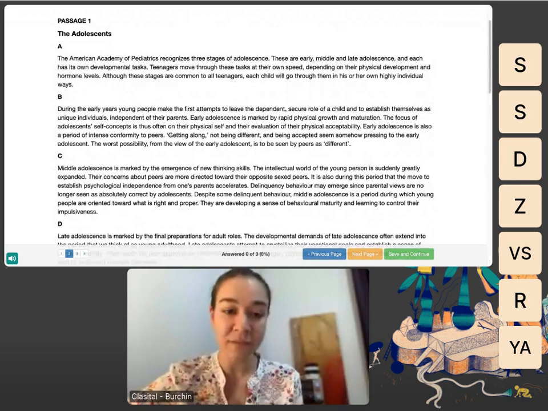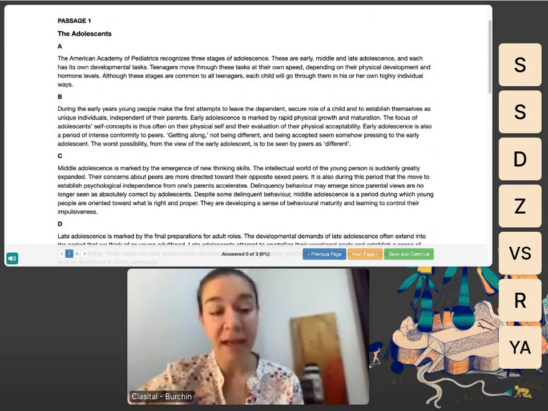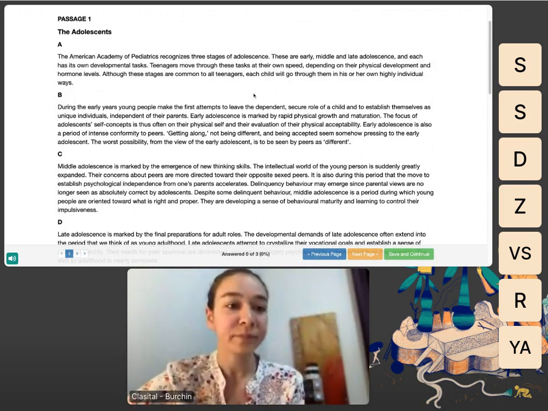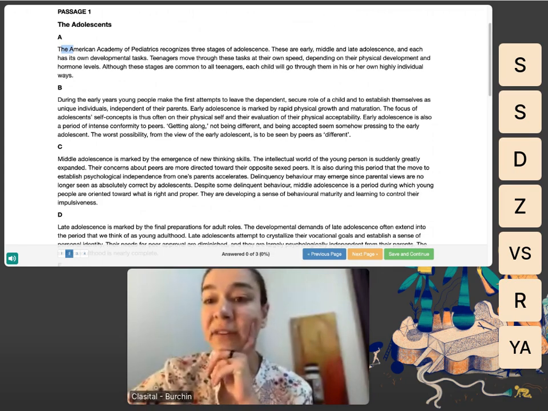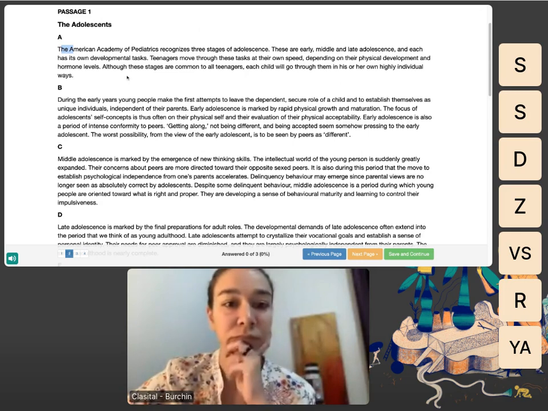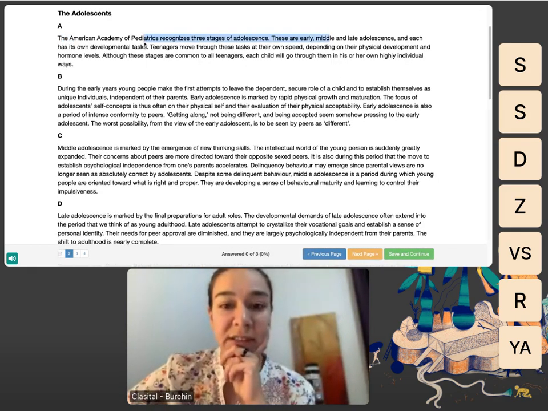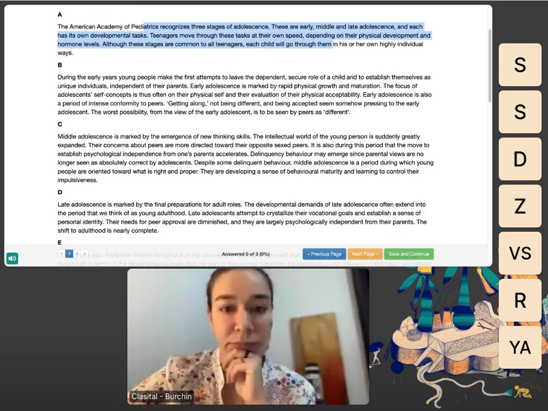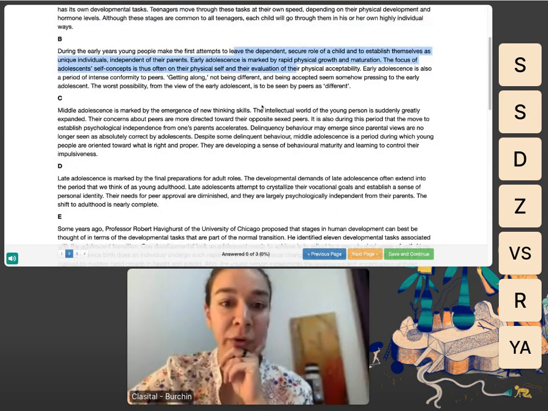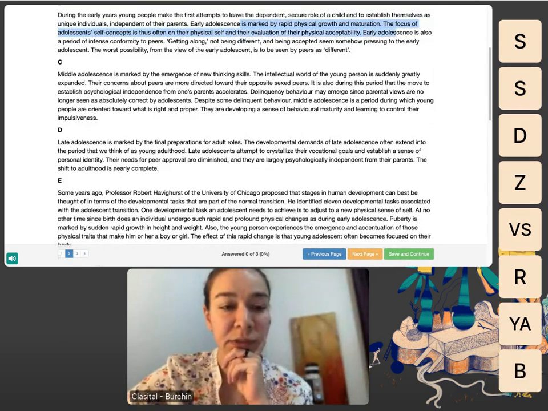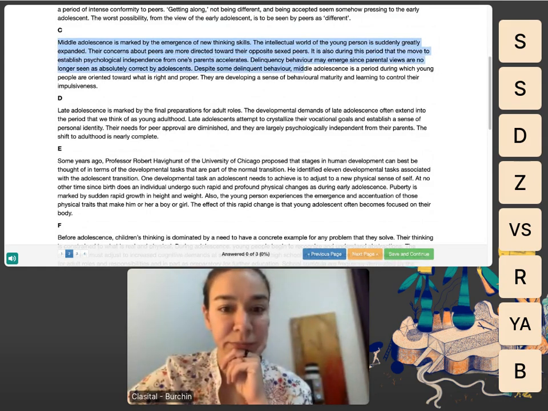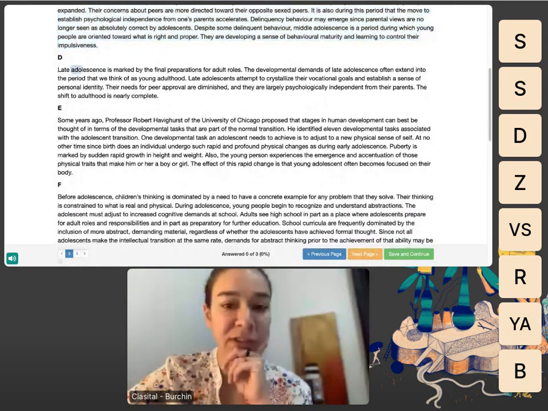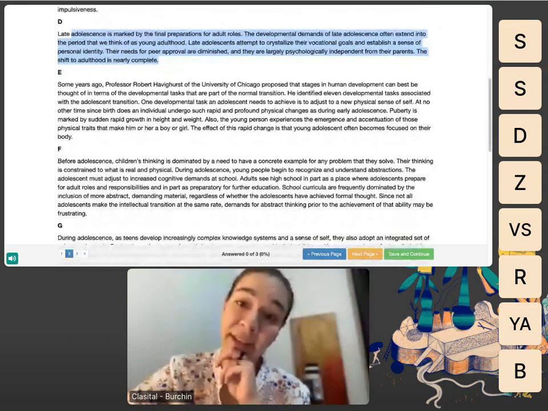This is an interactive lesson, so when you see the answer, please answer it and tell me where you see the answer. I won't read the whole text. I'm just looking for the keywords now. And my keywords are having heard research. Three stages of adolescence. Leave the dependent, secure role, early adolescence, middle adolescence, opposite sex peers, behaviors, late adolescence, something. Here.